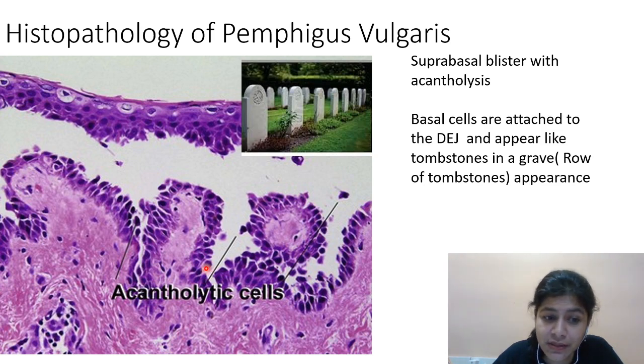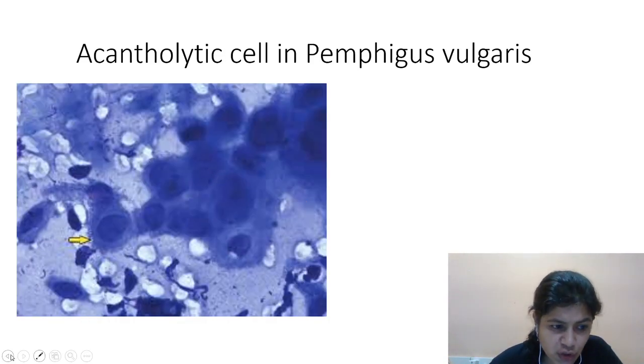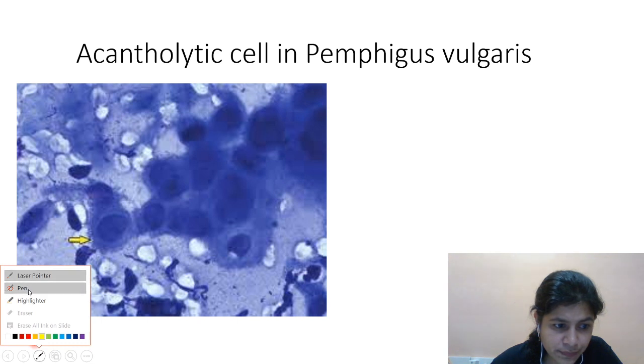Okay, and this happens because the basal cell layer is attached to the underlying dermoepidermal junction through the hemidesmosome, and there are no antibodies which are produced in pemphigus against the hemidesmosome. Also, now see, I'll just explain to you with a small diagram out here.